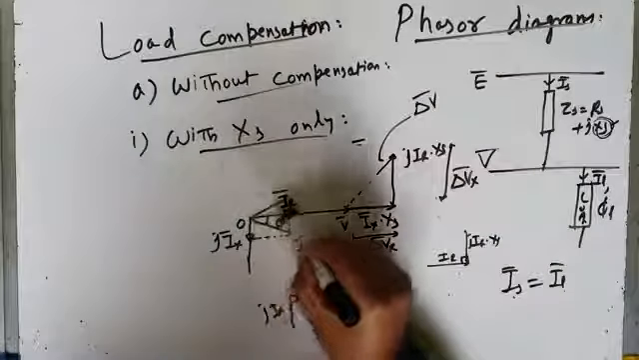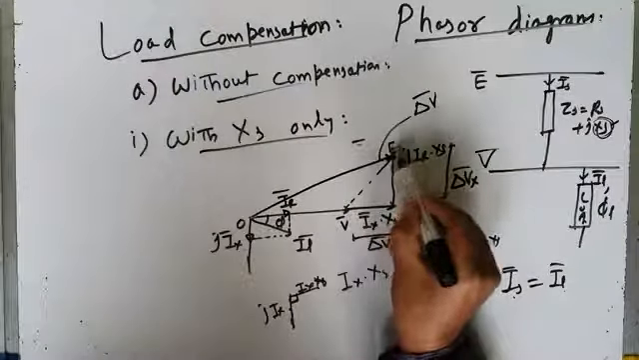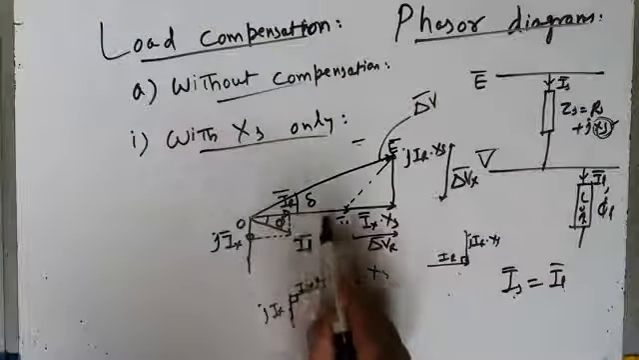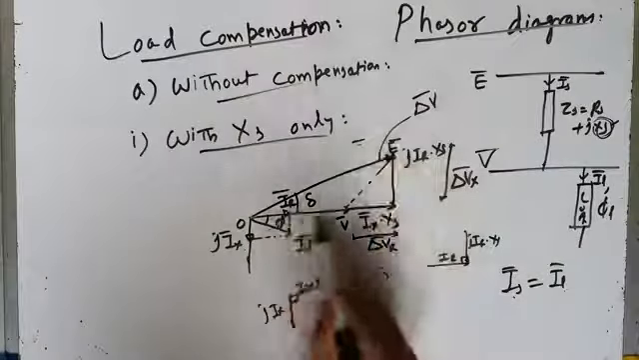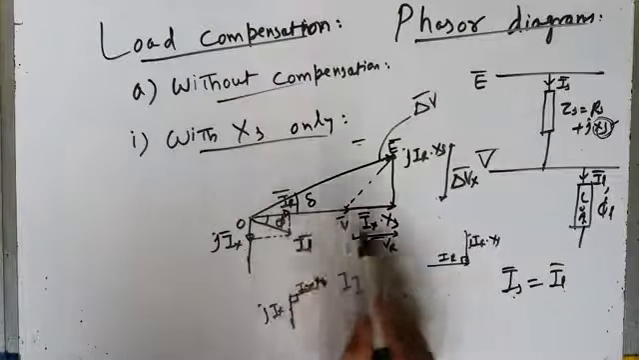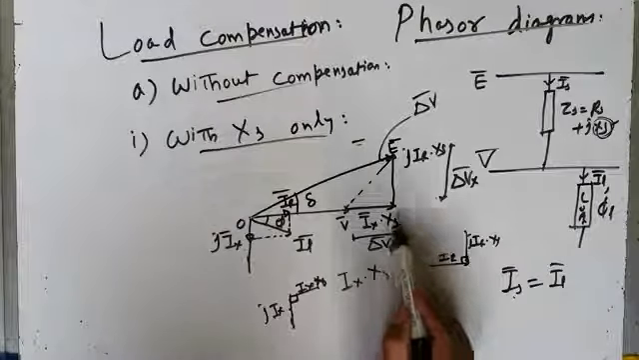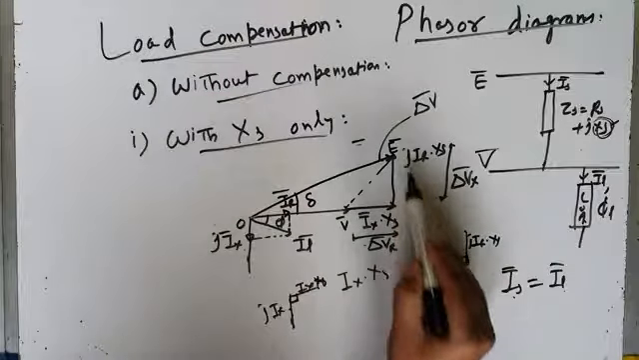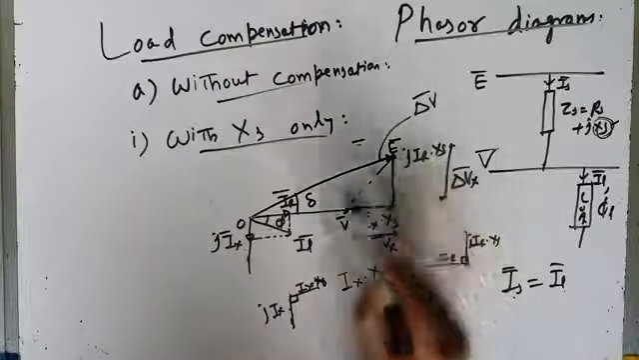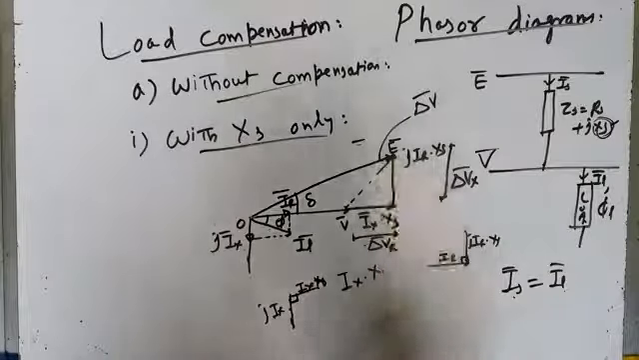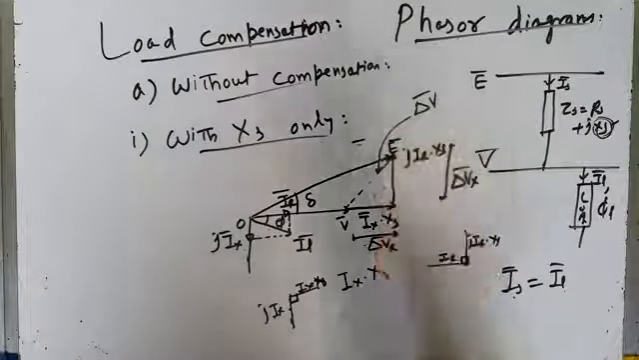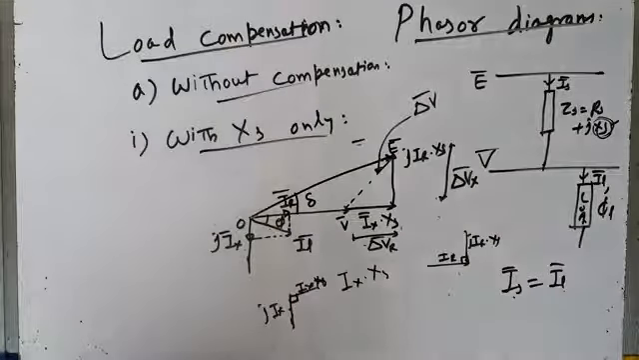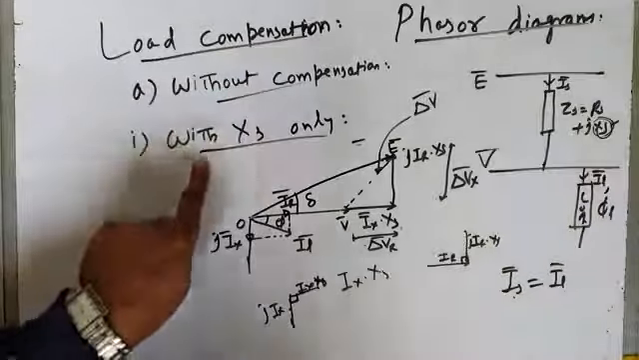So therefore, this will be your E. E is leading V by the power angle delta. So if this is V, this is E. What is E? E is V plus delta V, or it is V plus IX XS plus JIR XS, or it is V plus delta VR plus delta Vx. So E is equal to V plus delta V. This is your delta V. And you can see E is greater than V, and power factor is also very poor. So this is without compensation but with XS only.